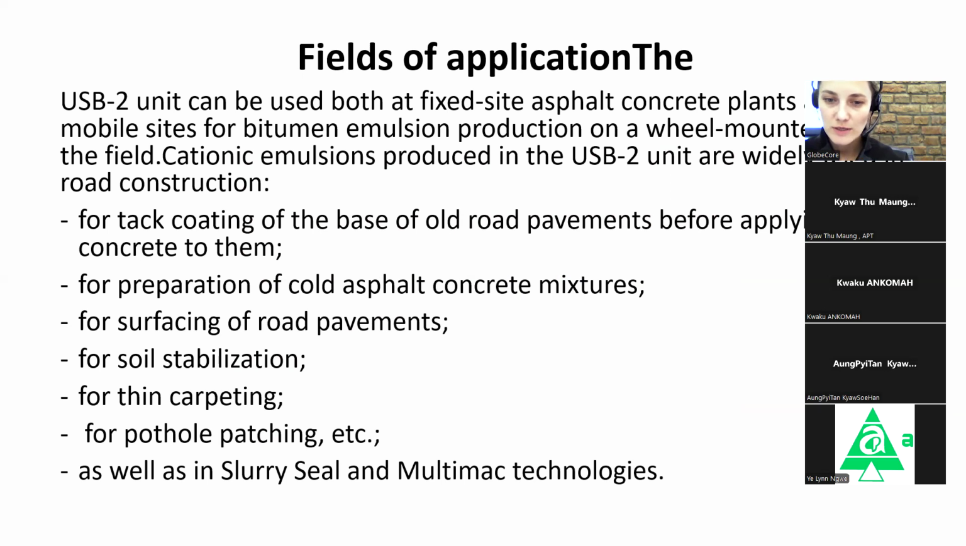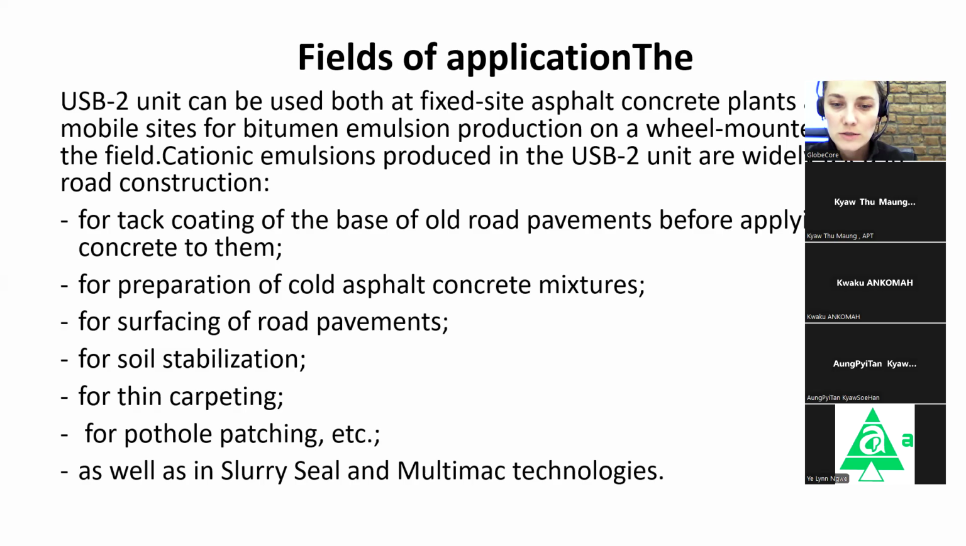If you already had some experience with GlobeCore machines and you saw the technical descriptions of those, you may be familiar with the fact that those machines can be used for production of cationic and anionic emulsions, and can be used not just for that. They are also used in the road construction business, for tack coating of the base of old road pavements, the preparation of cold asphalt concrete mixtures, the surfacing of road pavements, soil stabilization, thin carpeting, and pothole patching, as well as slurry seal and multi-mark technologies.